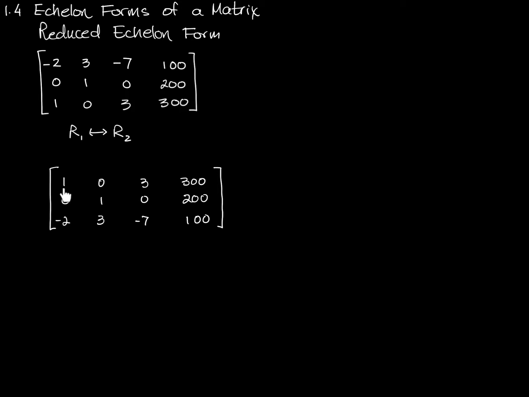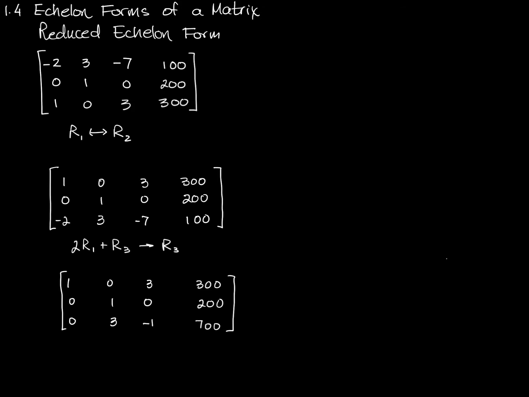and I can use elementary row operations to make sure everything below that is a 0. Well, the one immediately below it is already a 0, and I want the one below that also to be a 0. So I'm going to multiply row 1 by 2 and add it to row 3. What I've done here is multiply each of the entries in this row by 2 and then add them in turn to each of the entries in this row.